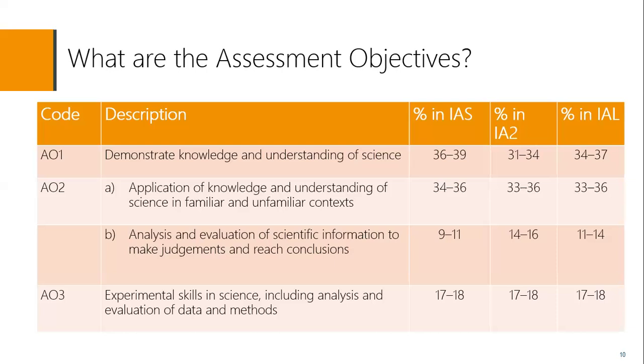You will see that the percentage of AO1 is slightly higher in the IAS than in the IA2, whereas AO2 is slightly higher in the IA2 than it is in the IAS, reflecting the increase in complexity as you go into year 2 of the course. And if you look at AO2B, there is quite a big increase in the percentage of the IA2 course that is assessing AO2B. The practical skills are the same throughout the qualification.